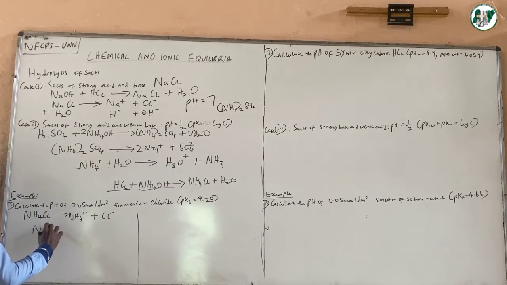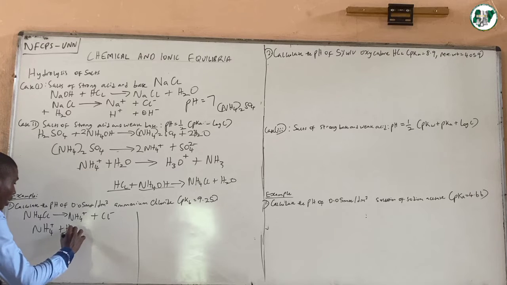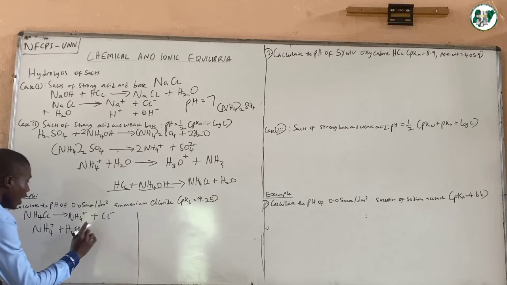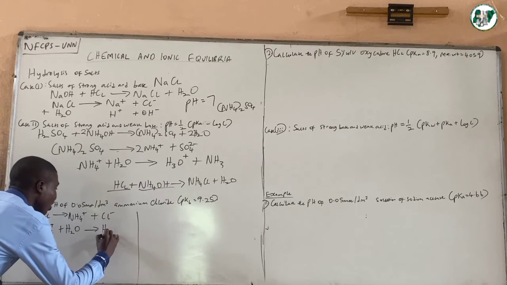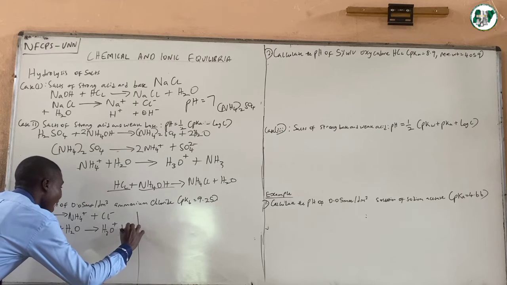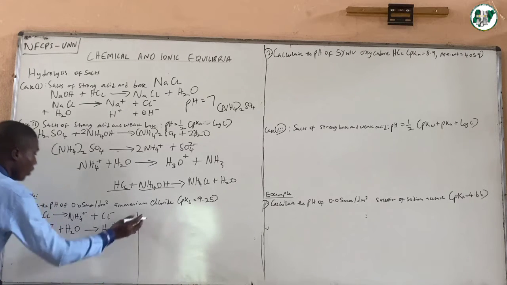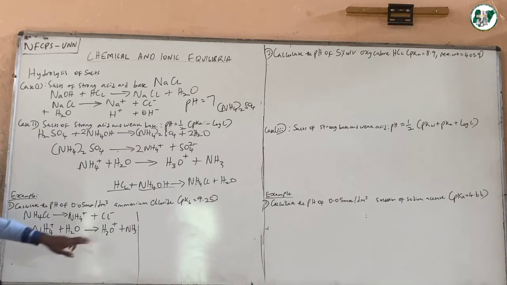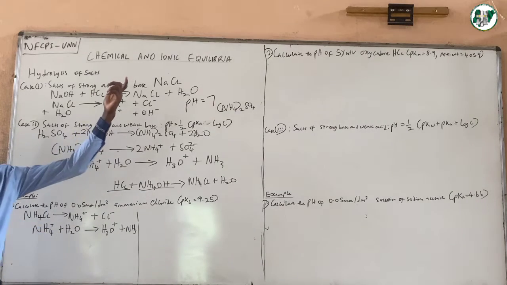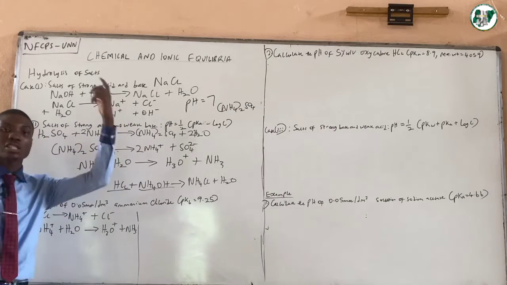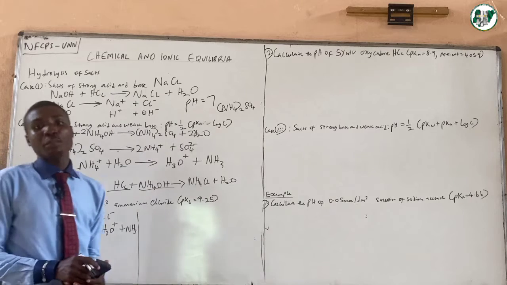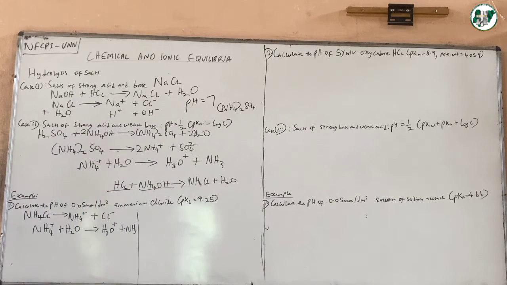Our NH4 plus, with water, if you choose to add water, will dissociate into H3O plus and NH3. So this is an increase in the hydrogen ion concentration. An increase in the hydrogen ion concentration will lead to a decrease in the pH. So you have a pH value that is less than 7.